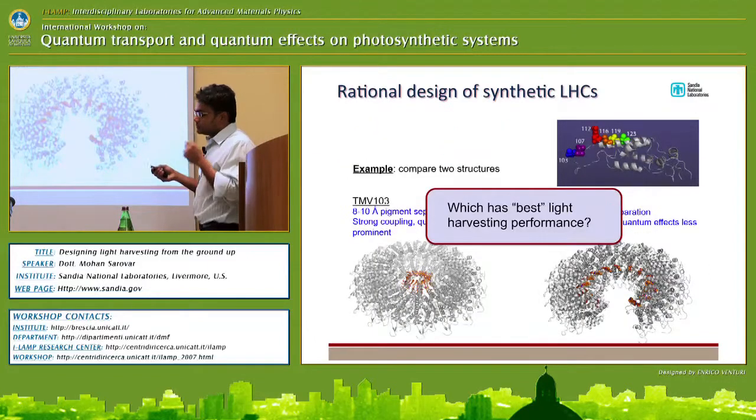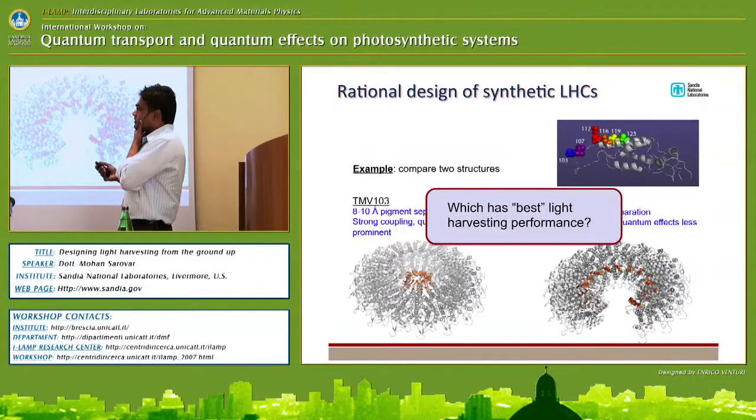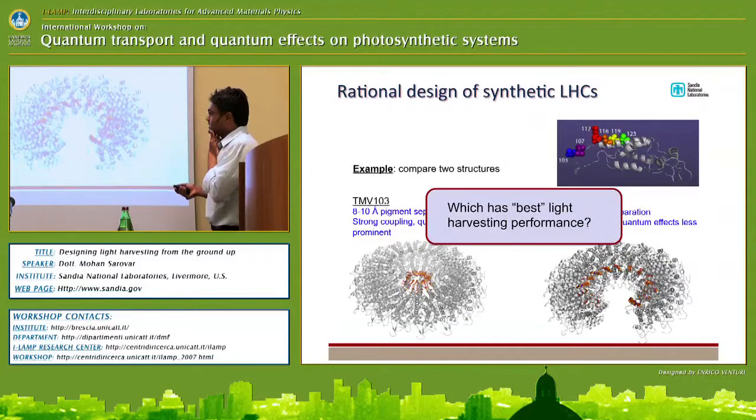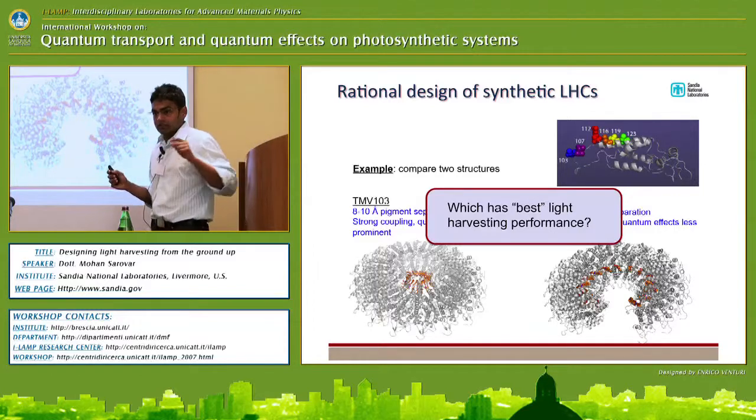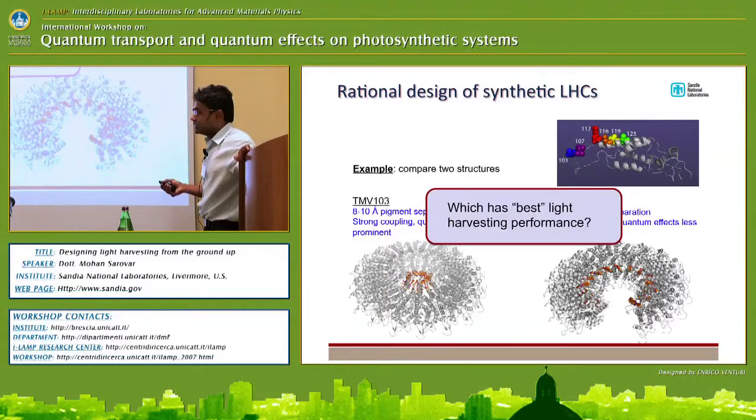And so an example of why you'd want to do some of this large-scale modeling is when the experimenters come to us and say, well, is it better to build this system or this system? So this is whether you attach a chromophore at 103 or 123. So this is where they're very close to each other, or this is where they are relatively far apart from each other. Which one is better? Which one is going to have the best light harvesting performance? We want to be able to answer that kind of question in a constructive way.